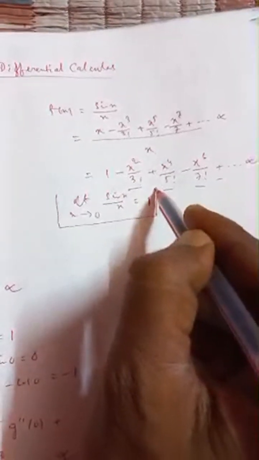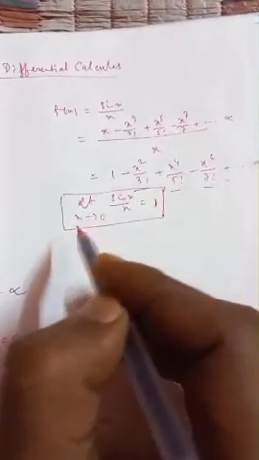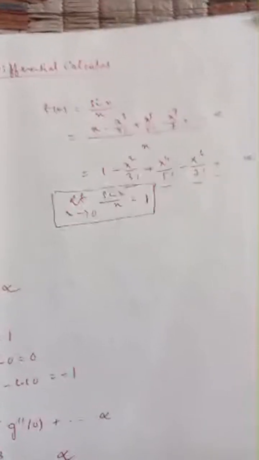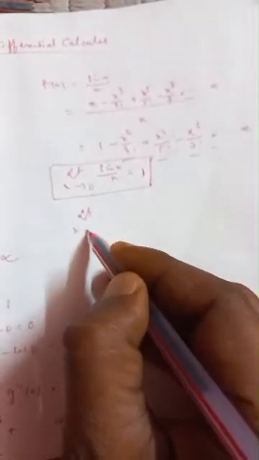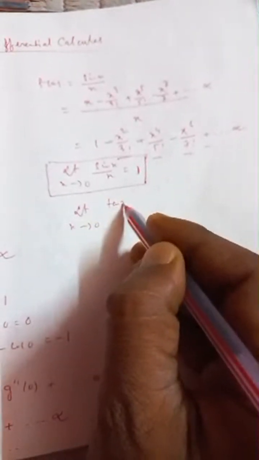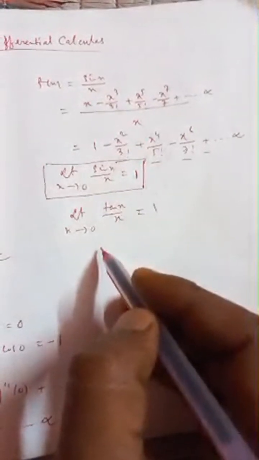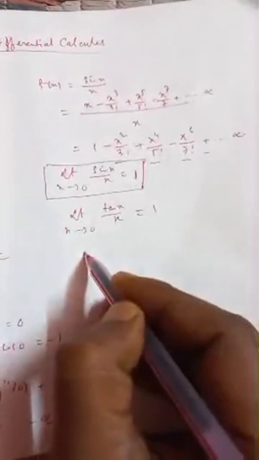So this is our first limit, the first limiting value of a function. In this way, if we take the limit as x tends to 0 of tan x by x, this will again be equal to 1. So what will be the exponent e to the power x?